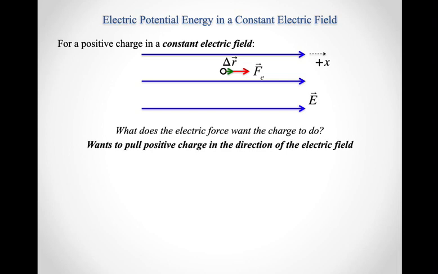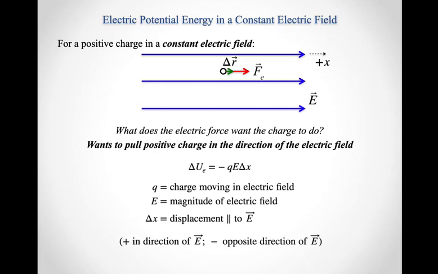So if I want to calculate the change in the electric potential energy of my particle as it moves around, here's an equation I can use to do it. Notice the change in the electric potential energy is equal to, there's a minus sign out front, Q, the charge of the particle that I'm moving around in the electric field. It can be positive or negative. E is the magnitude of the electric field. It's a magnitude of a vector. It always has to be positive, assuming it's not zero.